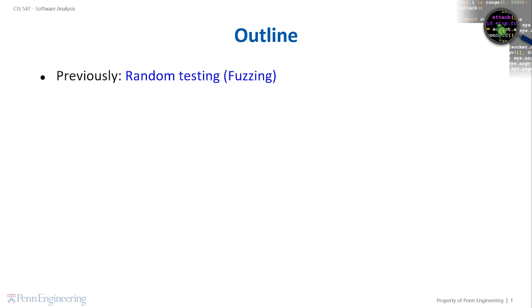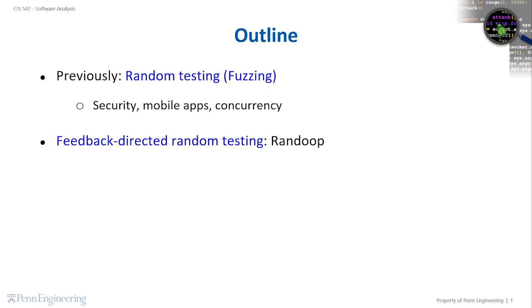Previously, we looked at random testing or fuzzing as a technique for testing. Recall that fuzzing is useful for finding possible security bugs as well as for testing mobile apps and multi-threaded programs. In this module, we will focus on more directed forms of testing that overcome a major limitation of purely random testing. They avoid generating illegal and redundant inputs that dominate the space of possible test inputs.